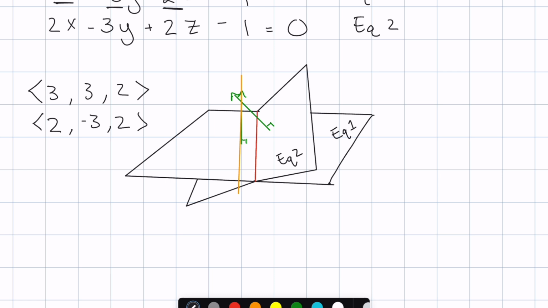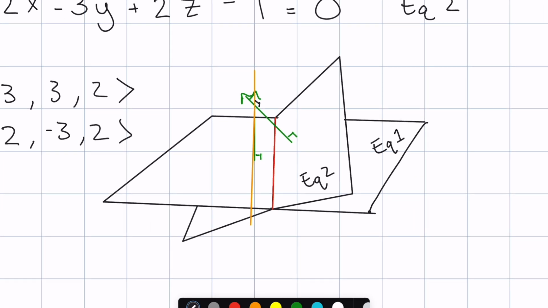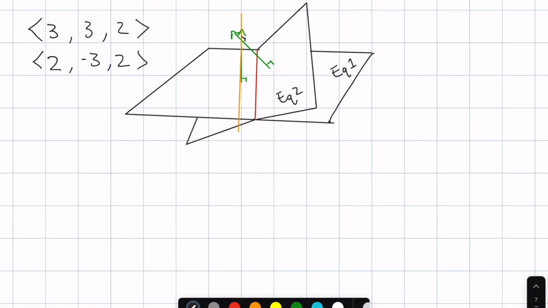Now, those normal vectors are going to intersect. And then the line that is perpendicular to their intersection is that direction vector that we're looking for. So to find a line that's perpendicular to two other vectors, we need to find the cross product of those two vectors. So I'm going to take the cross product now. If you're not sure how to take the cross product, check out my video on taking the cross product of two vectors.